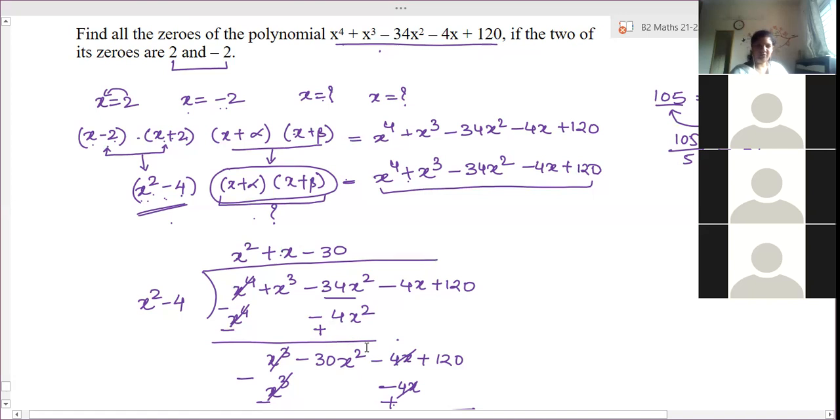But long division you have to show. And these questions are for 3 marks. Clear?